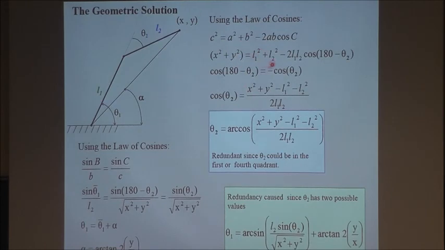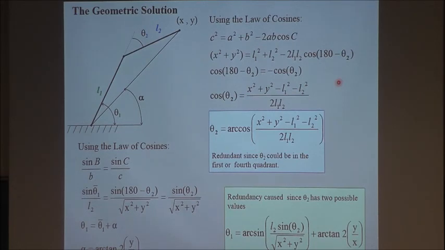It is equal to L1 squared plus L2 squared minus 2 L1 L2 cosine of 180 minus theta 2. That's this angle right here, 180 minus theta 2. So this side is equal to L1 squared plus L2 squared minus 2 L1 L2 times the cosine of this angle, which is 180 minus theta 2. This is theta 2, and this whole thing, 180 minus theta 2, is this angle. Therefore, right off the bat, we found an equation to find theta 2.